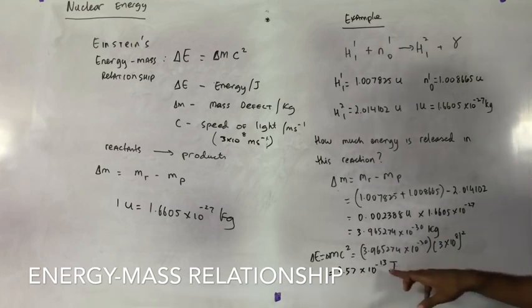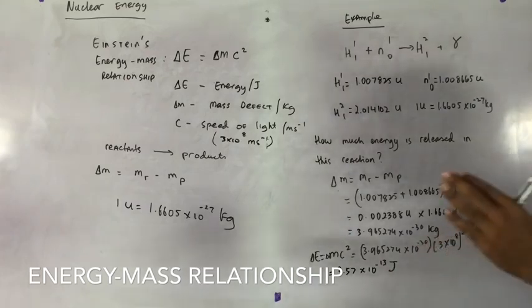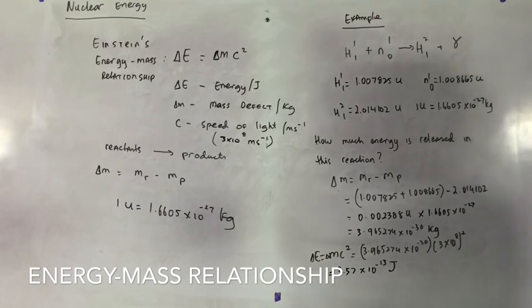If you get something positive 30, big values, then you definitely know you're wrong. So therefore, look for the range minus 11, minus 12, minus 13. That's generally what we work with. Okay? So that's it for nuclear energy.